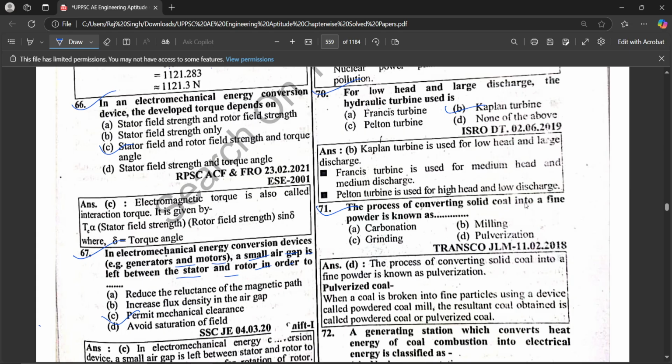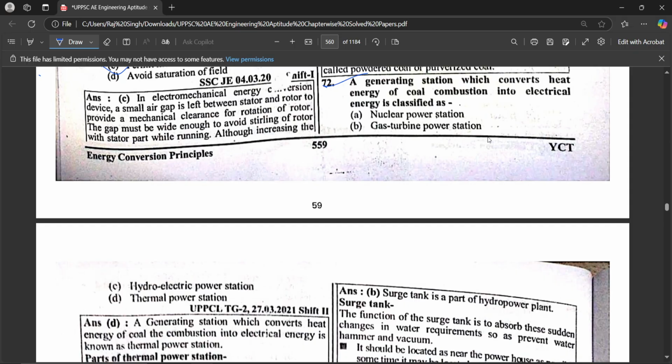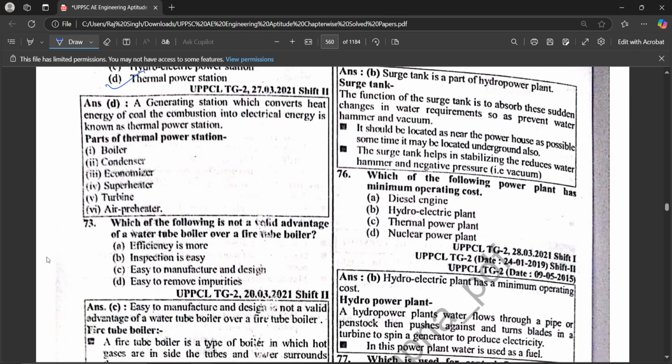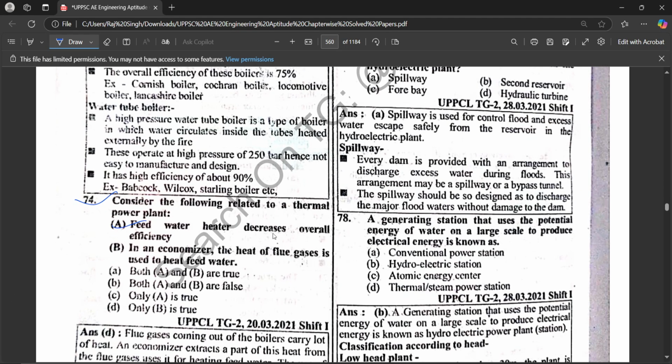The process of converting solid coal into fine powder is known as pulverization. A generating station which converts heat energy of coal combustion into electrical energy is classified as a thermal power station. Which one of the following is not a valid advantage of water tube boiler over a fire tube boiler? Easy to manufacture and design. Consider the following related to thermal power plant. Feed water heater decreases overall efficiency. In an economizer, the heat of flue gases is used to heat feed water. Only B is true.